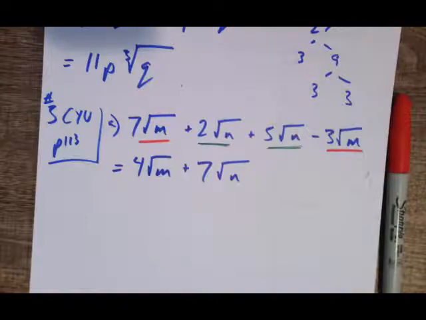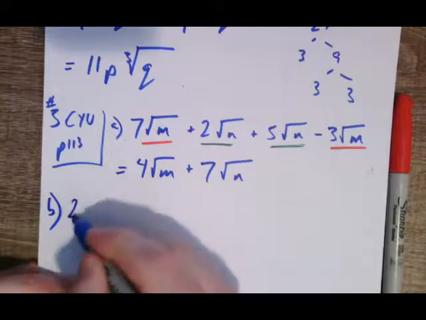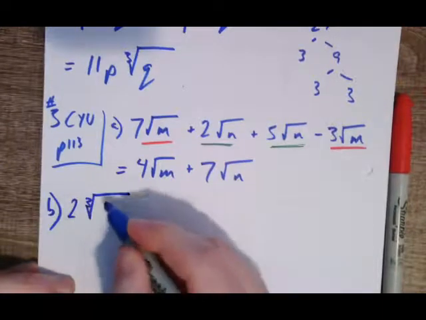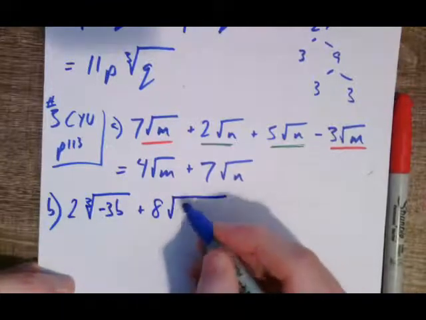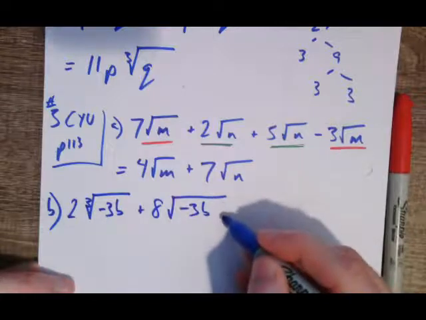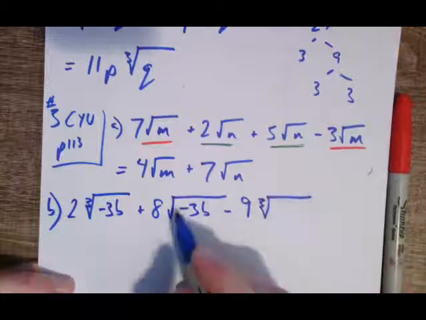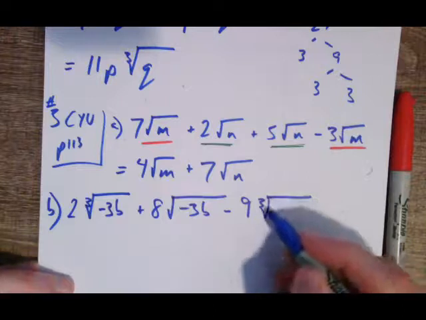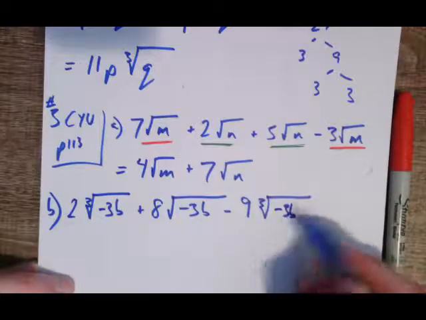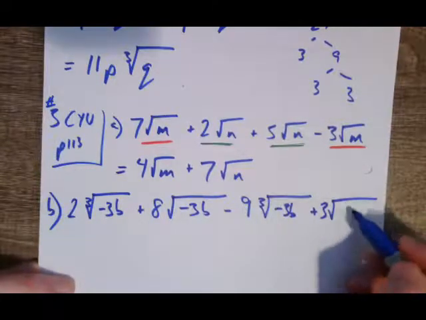The next one. All right, I think I got room here. So for B, you've got 2 cube root negative 3b plus 8 root negative 3b minus 9 cube root. So pay attention because notice there's cube, single, cube, I guess it's square. Cube root negative 3b. I'm going to fit the next one. Plus 3 root negative 3b.